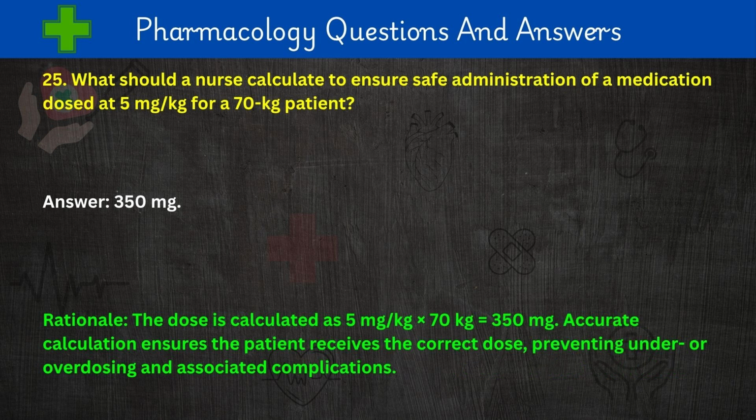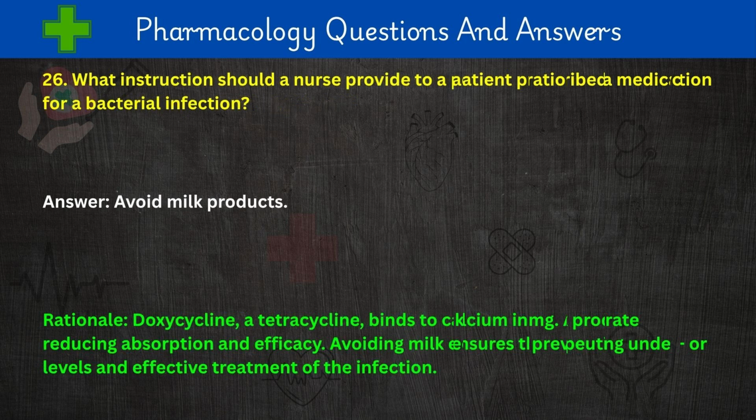25. What should a nurse calculate to ensure safe administration of medication dosed at 5 milligrams per kilogram for a 70 kilogram patient? Answer: 350 milligrams. Rationale: the dose is calculated as 5 milligrams per kilogram times 70 kilograms equals 350 milligrams. Accurate calculation ensures the patient receives the correct dose, preventing under- or overdosing and associated complications.